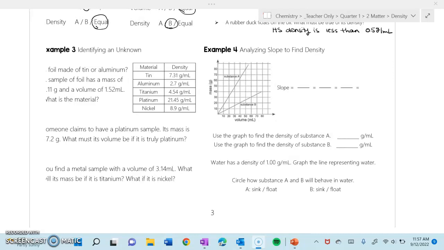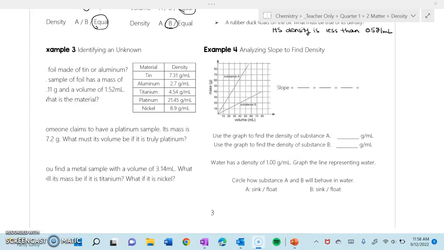So we have a table here with 5 different materials and their densities, which again do not change no matter what, as long as it is pure tin, aluminum, titanium, platinum, and nickel, the ones listed in this table. They will always have the listed density shown here, no matter what. So you can use that information. If you have mass and you have volume, then you can calculate the density and figure out what type of material it is.